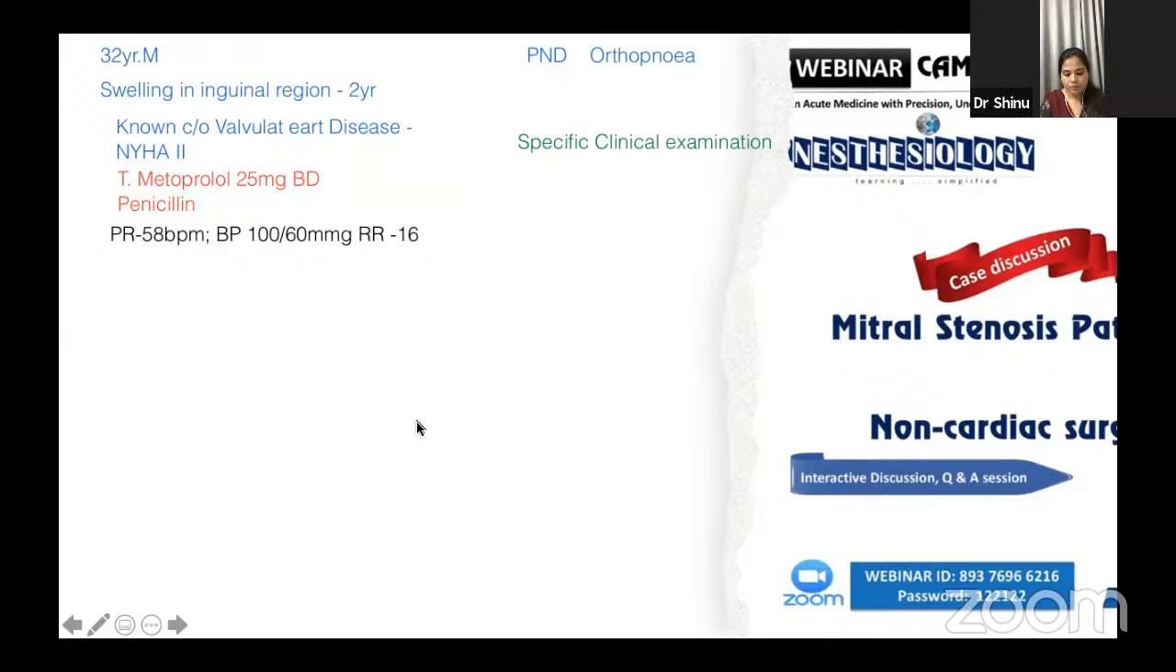Ma'am, the opening snap happens just after the second heart sound, when there is an increase in the transvalvular pressure and the left atrial pressure increases. When the left atrial pressure increases and the mitral valve opens during diastole, a high pitched sound is heard. That is the opening snap, because of the increased LA pressure and increased transvalvular gradient.